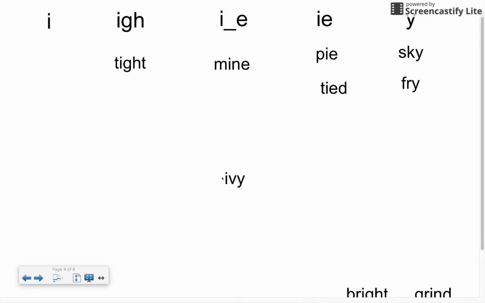Here's another. This one is ivy. This one can be tricky because you see the Y at the end, but does the Y at the end say the I sound? We have ivy. No, it says the E sound. Where do we hear the I in ivy? We hear it at the beginning. Yeah, it's at the beginning. So just the I spells ivy.